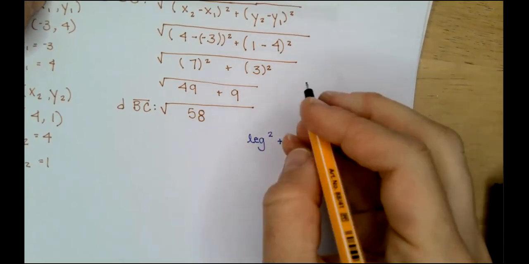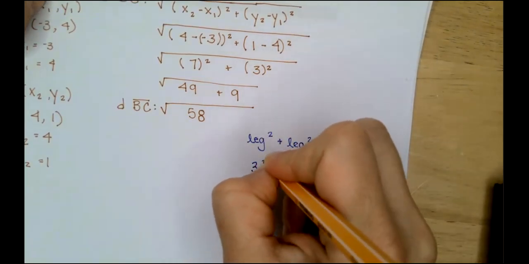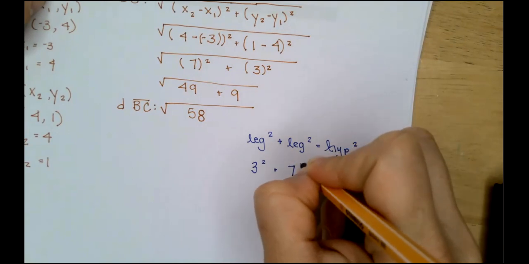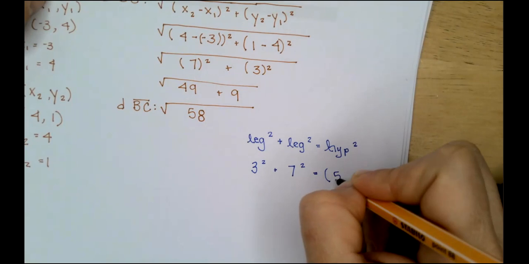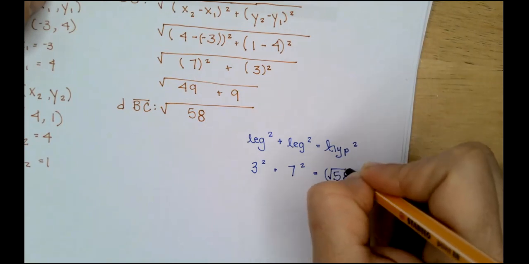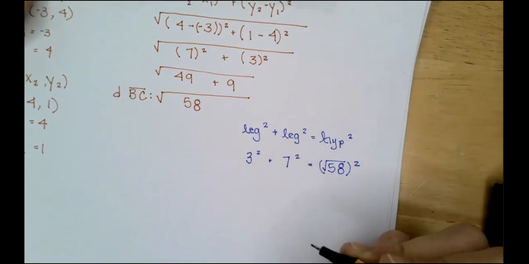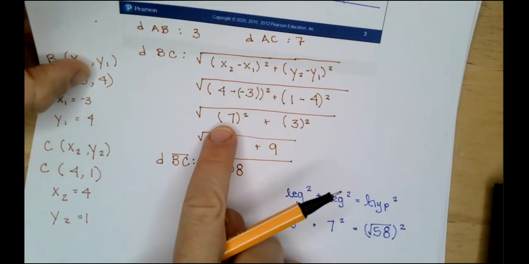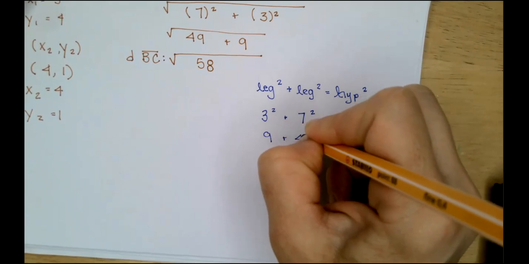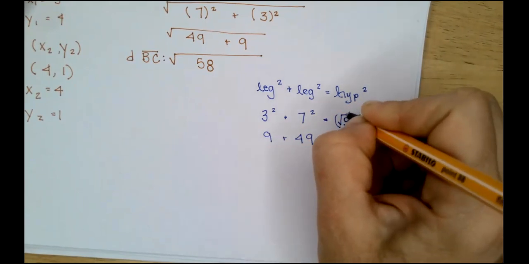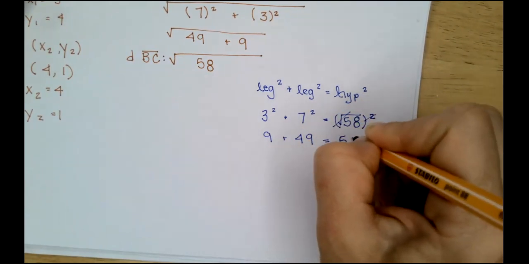It doesn't matter which leg is which, right? So we're going to say that this one's the 3, this one's the 7. We're saying 3 squared plus 7 squared should equal the square root of 58 squared. And we already did this, right? We said 7 squared and 3 squared. 9 and 49 is equal to, that cancels that, 58.